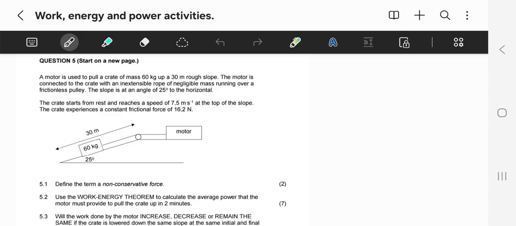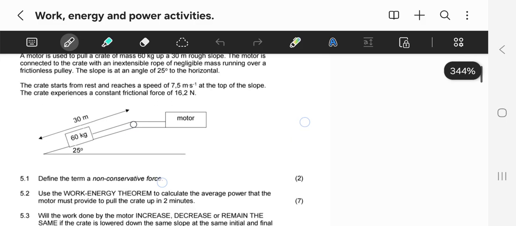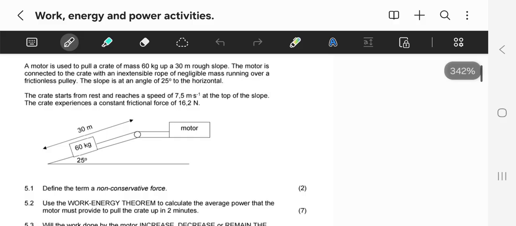So our statement reads as follows. We have a motor that is used to pull a crate of mass 60 kg up a 30-meter rough slope. The motor is connected to the crate with an inextensible rope of negligible mass running over a frictionless pulley. The slope is at an angle of 25 degrees to the horizontal. The crate starts from rest and reaches a speed of 7.5 meters per second at the top of the slope. The crate experiences a constant frictional force of 16.2 newtons.